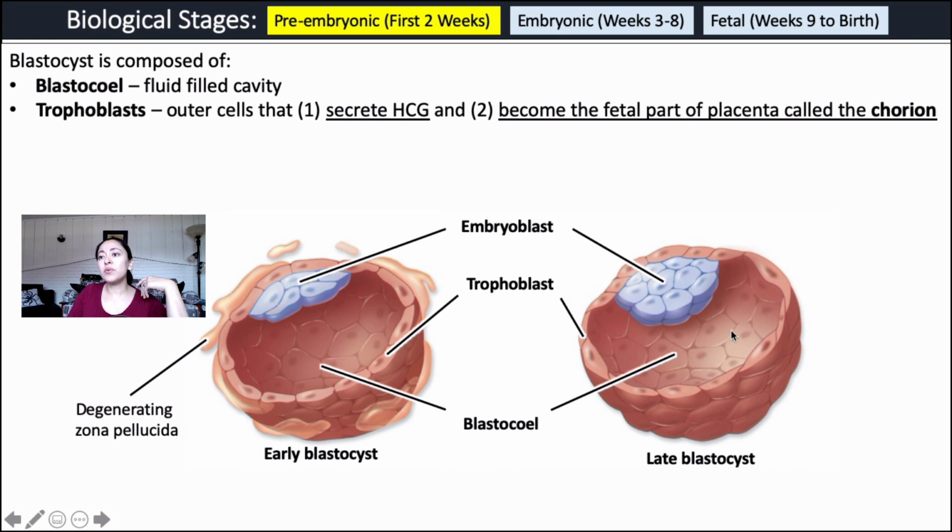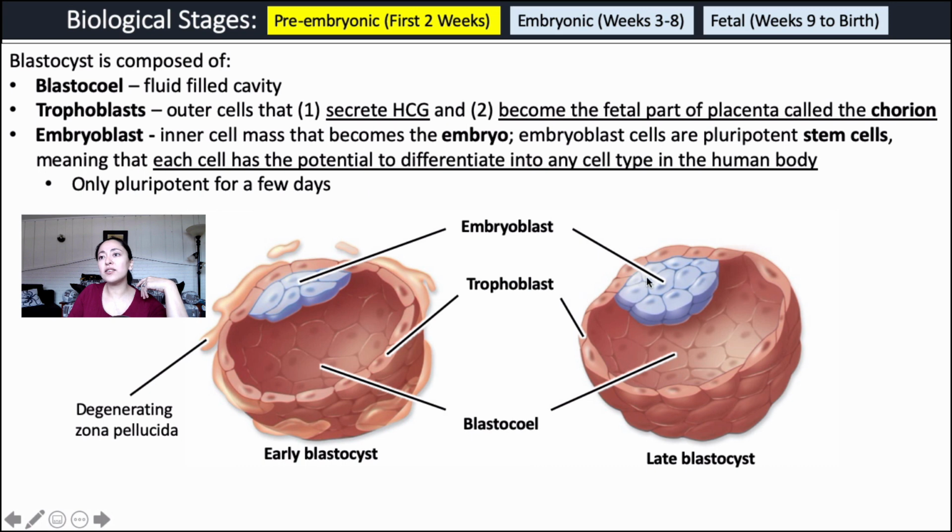The only structure left within the blastocyst that we did not talk about is this little cluster inside of here. This is called the embryoblast. And this inner cell mass actually becomes the embryo. So the embryoblast cells are considered pluripotent stem cells because each one of these cells has the potential to differentiate into any cell type in the human body at this point. It's only pluripotent for a few days though, because eventually it's going to undergo some types of specialization where some of these cells will start differentiating and taking different paths.